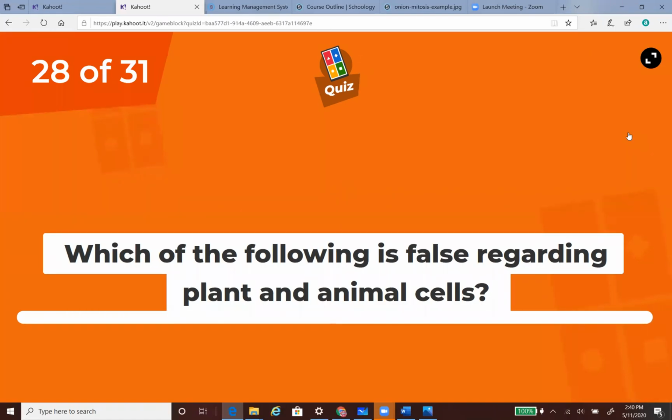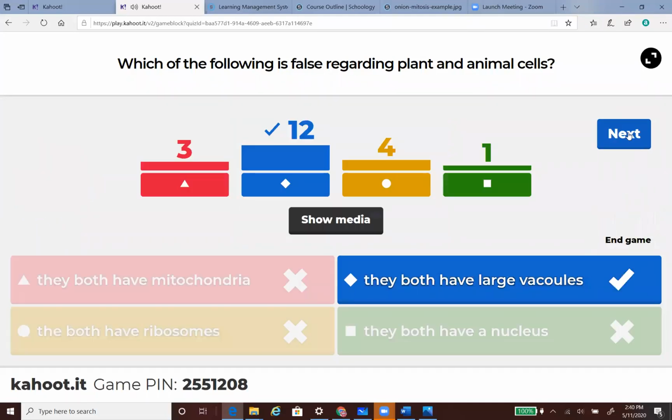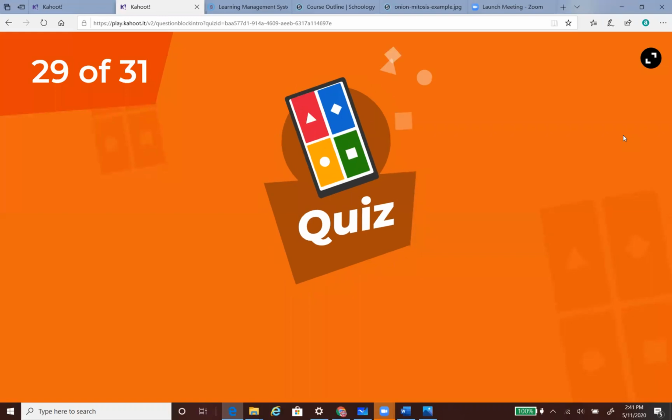Plants and animals. That's right. Plant cells have a large vacuole, but animal cells do not. Everything else they have in common, right? Next.